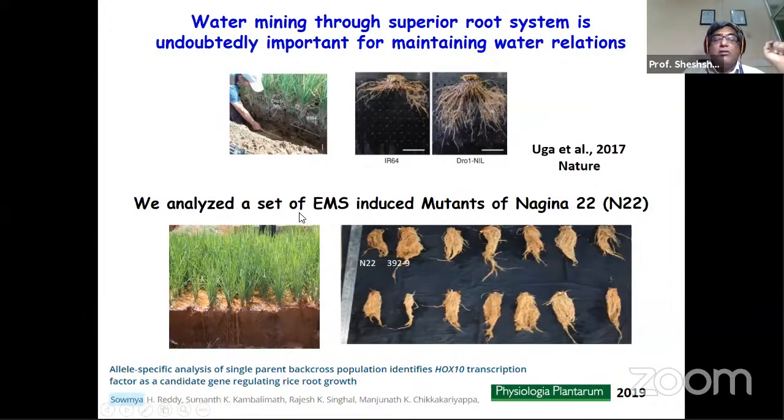So we analyzed a large number of ethyl methane sulfonate induced mutants in a particular variety called Nagina 22. And then we had developed a mechanism to now screen a large number of these mutants. We screened about 3,000 mutants in the stabilized mutants.